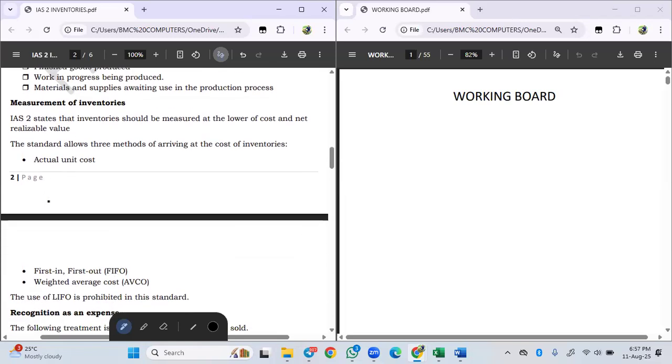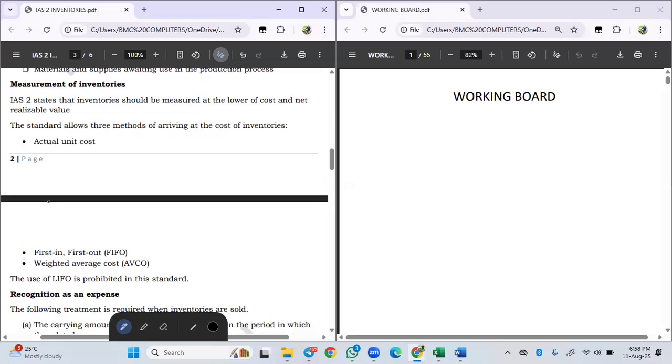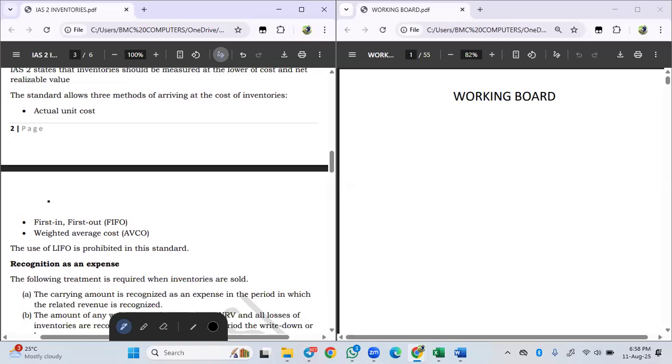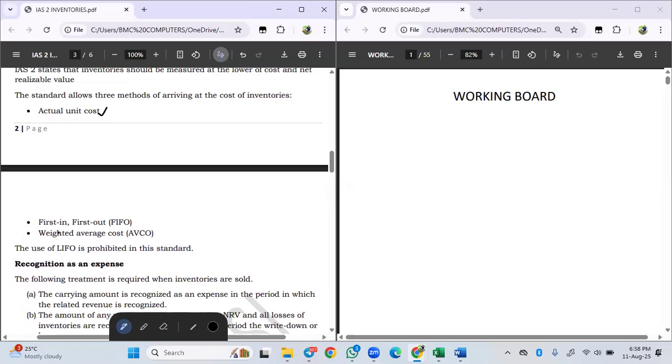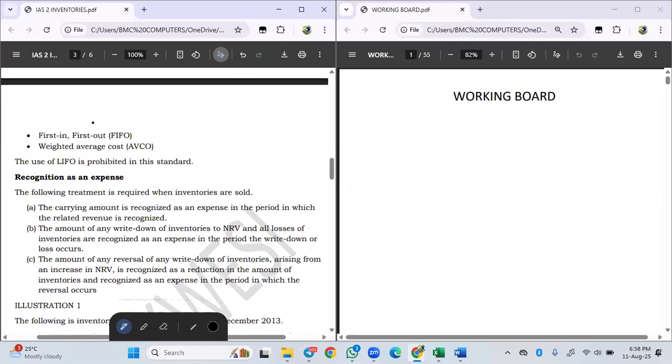Okay, so the measurement of inventory, I've already stated this one, that inventories are measured at the lower of cost and also their net realizable value. Lower of cost and net realizable value. This is a short standard. This is what you should know. And we are saying that the standard allows just three methods. But mostly the actual unit cost is used, so let's pick the FIFO and also the weighted average cost. The actual unit cost is the cost of that particular inventory.